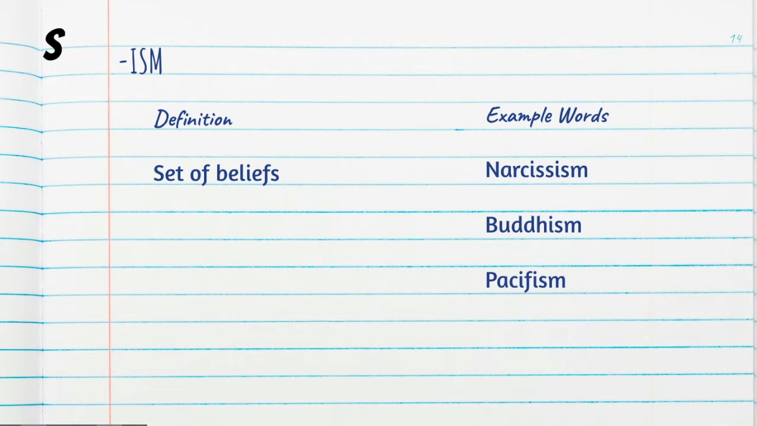And then the last one is pacifism. So if you believe in pacifism, it's a set of beliefs that basically relates to believing that everyone should be peaceful and nonviolent.